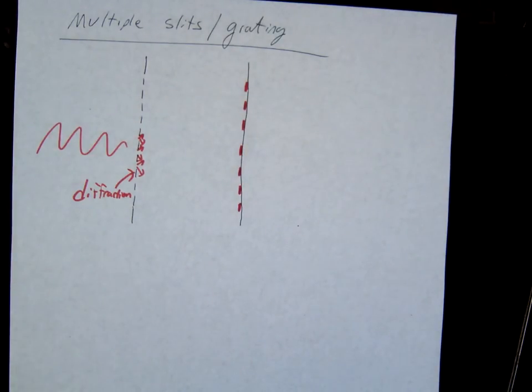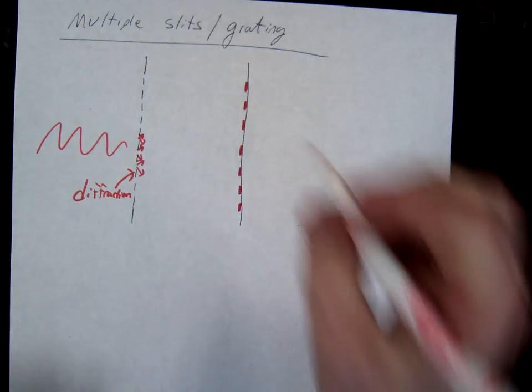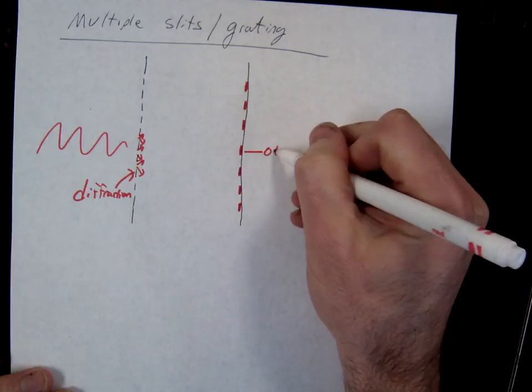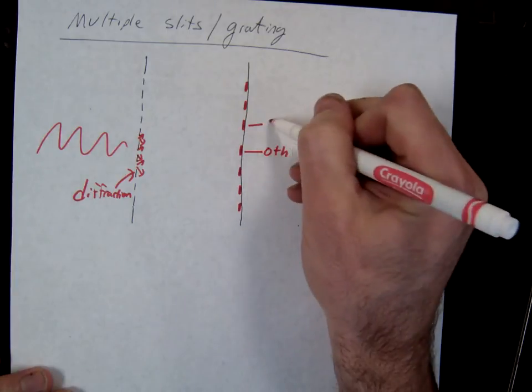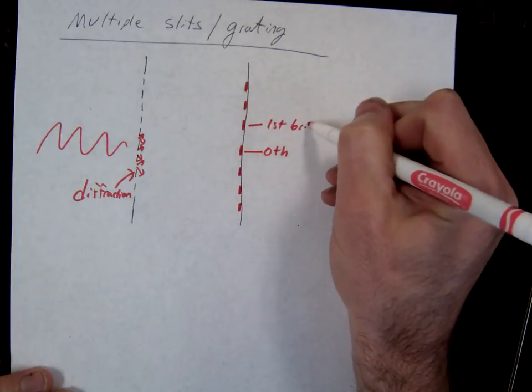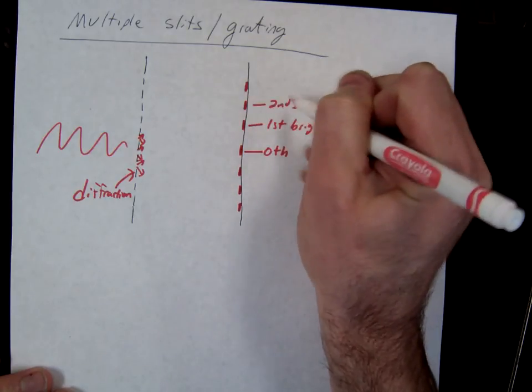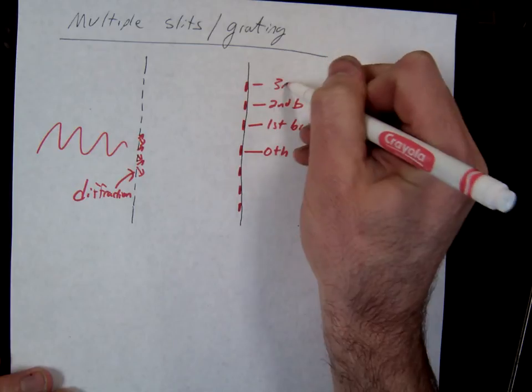The key thing with the gratings is that all the things we did with the double slits apply with the gratings and the multiple slits. In other words, this is the 0th order. This is the first bright, and again, you may want to use colors today. This was the second bright. This is the third bright.